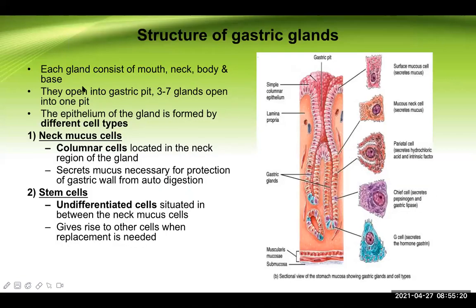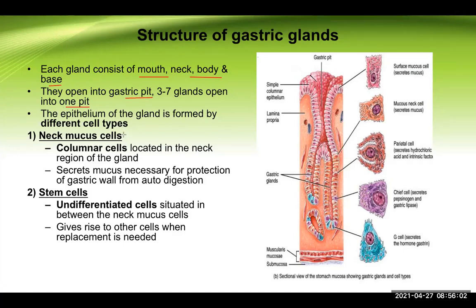Now let's talk a little bit more about the structure of the gastric gland, because this is really important from the physiological aspect. See here, each gland consists of mouth, neck, body, and base. You can see here: mouth, neck, this whole area is body, and here is the base. They open into a gastric pit. 3 to 7 glands open into one pit. Gastric pit means a depressed area in the stomach, and the pit collects the secretion, which is known as gastric juice.